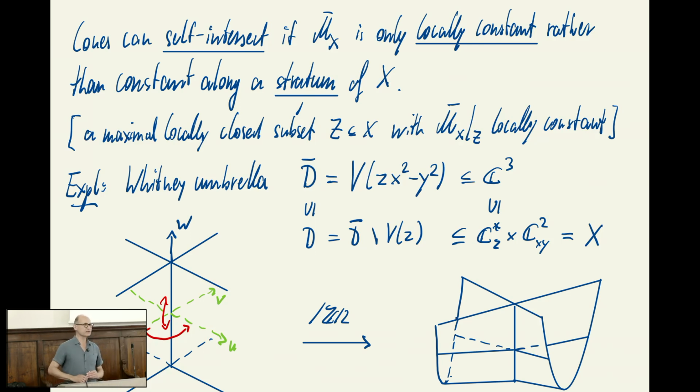But as you can imagine, there can be twists. It's discrete because faces have to go to faces, rays have to go to rays, and there are only finitely many automorphisms of a rational polyhedral cone. But you can have monodromy along a stratum.